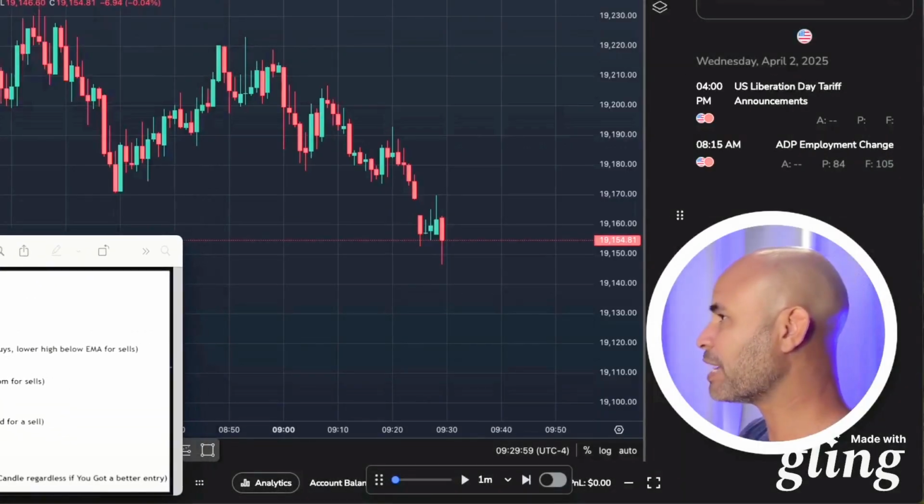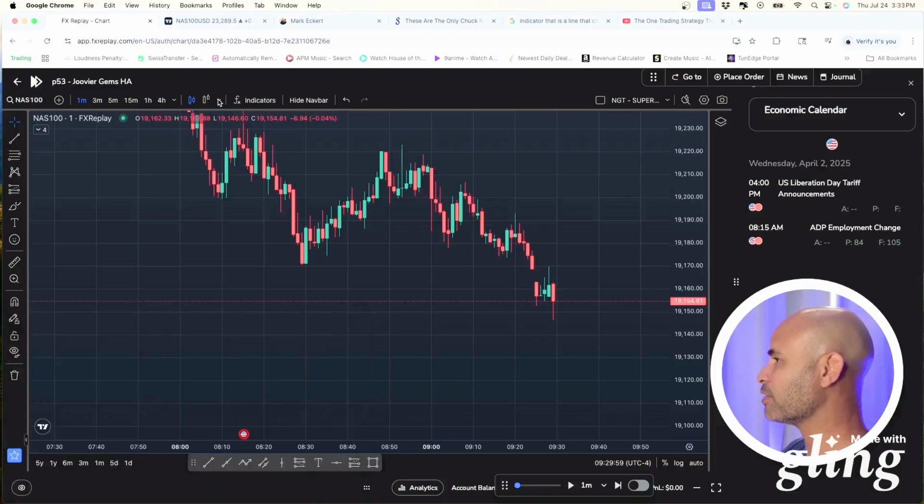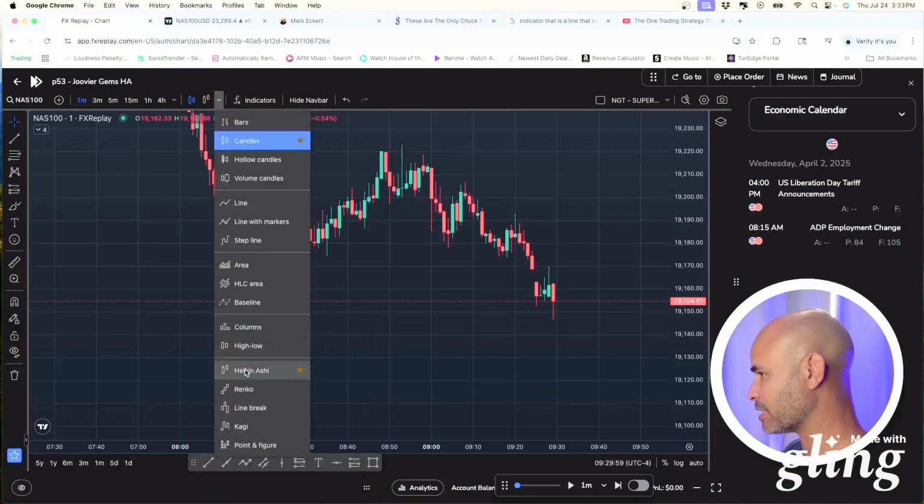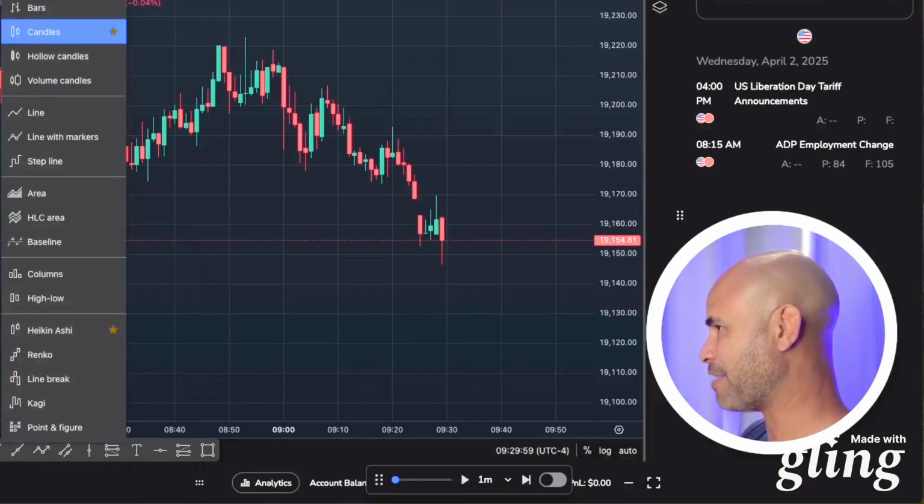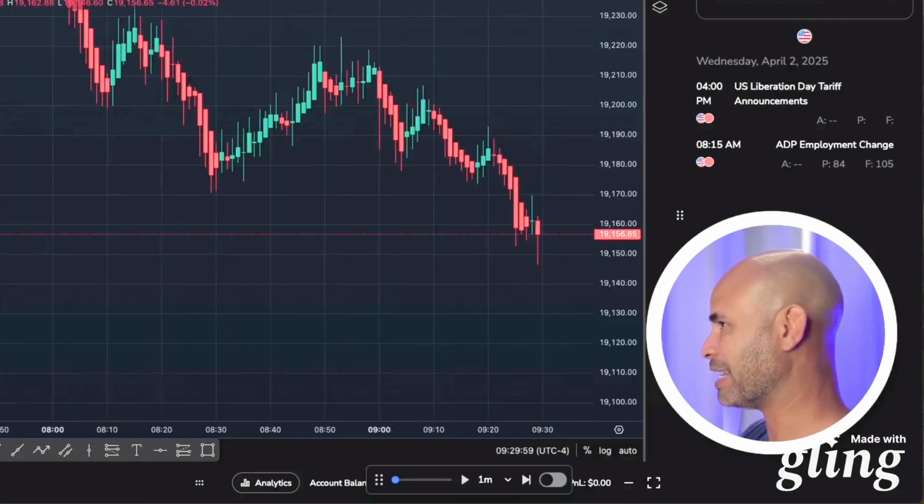So how do we do that? We're gonna go over here to where we see the candles, and we're gonna scroll down to where it says hike and ice sheet. I've already saved it. I have it as a button up here. So let's go ahead and click it.